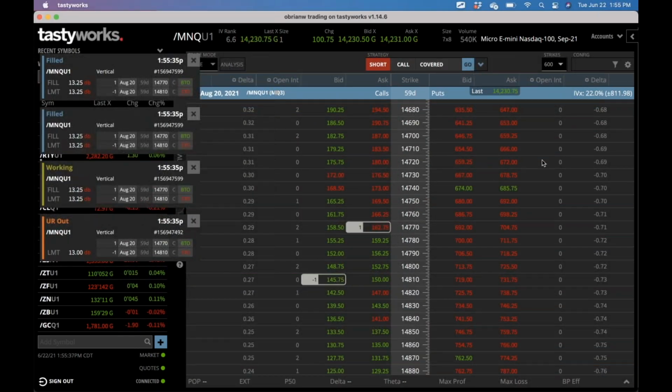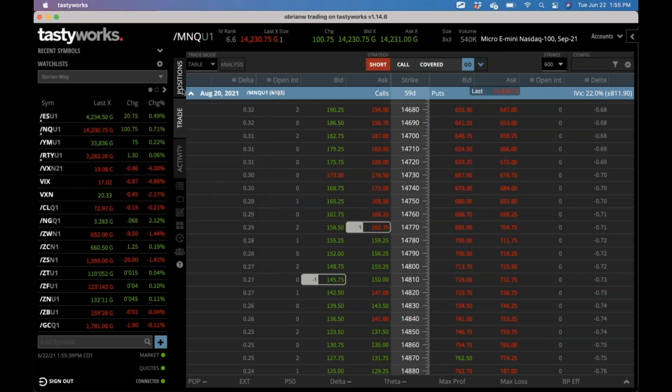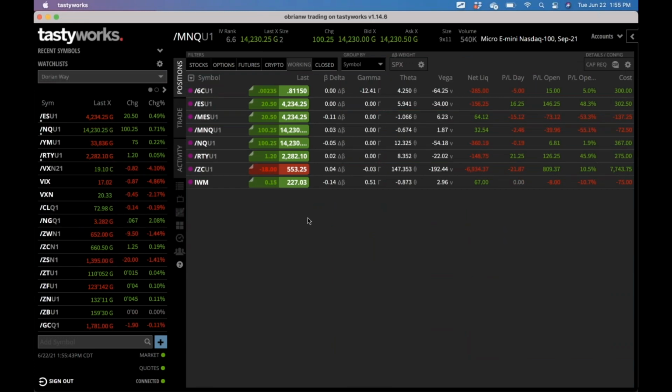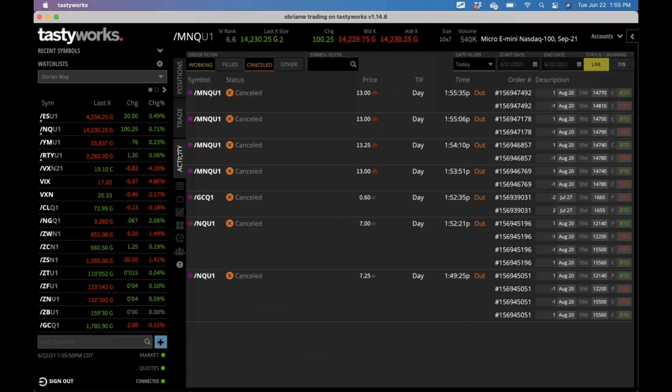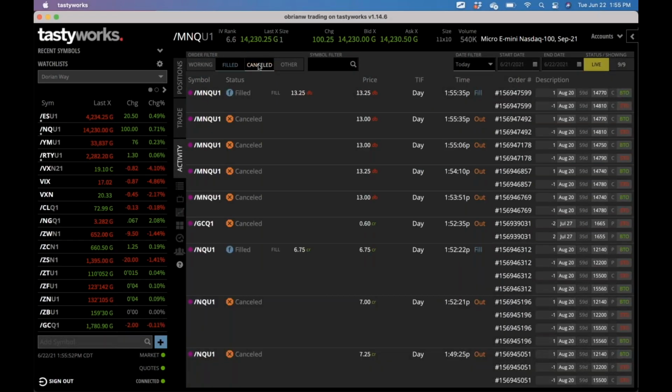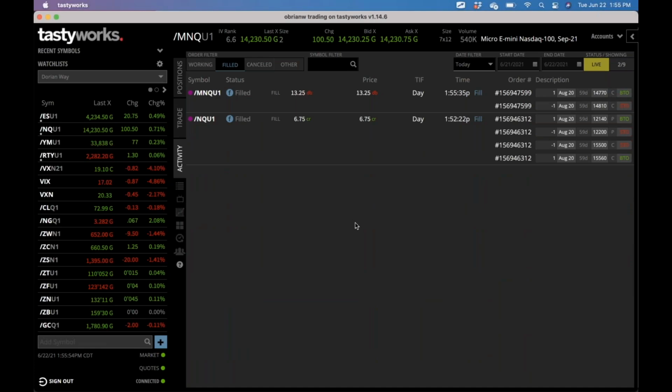All right, so we got filled. And so once again, I'm calling this a yellow highlighted trade. The Nasdaq is up 100 points this afternoon, and we got the trade on that we wanted. So if we go to here, these filled orders, this is the trade that we put on.